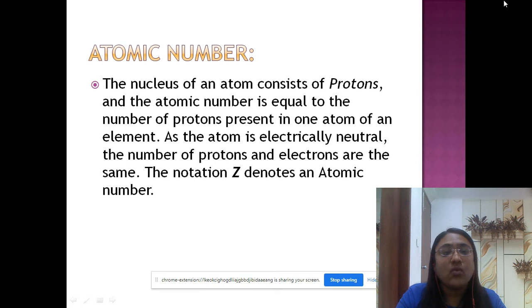There is one more concept called atomic number. We know that in the nucleus there are neutrons and protons. So we first have to identify how many protons are there in an atom. If there are three protons in the nucleus, the atomic number of that atom is 3. It is denoted by Z. We should also know that an atom is electrically neutral and the number of protons and electrons is the same in the atom. Whatever the number of protons, the same number of electrons will be there.